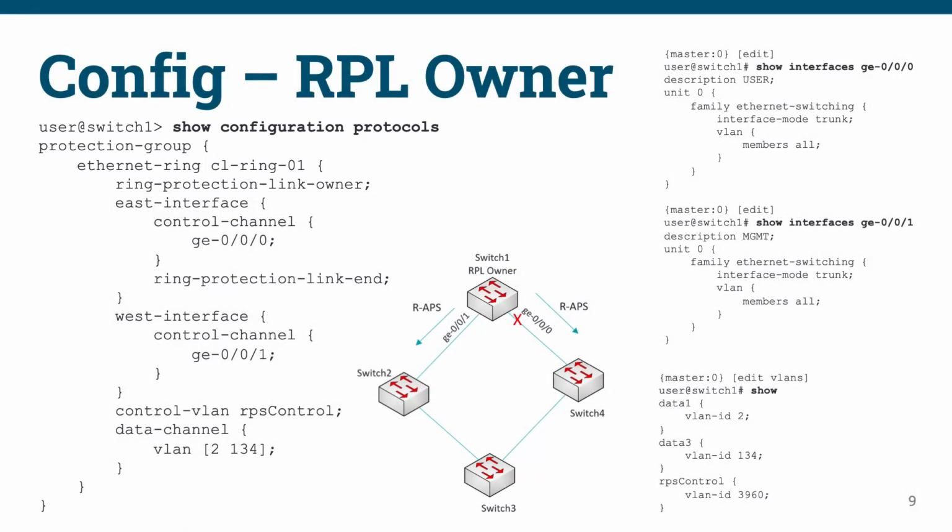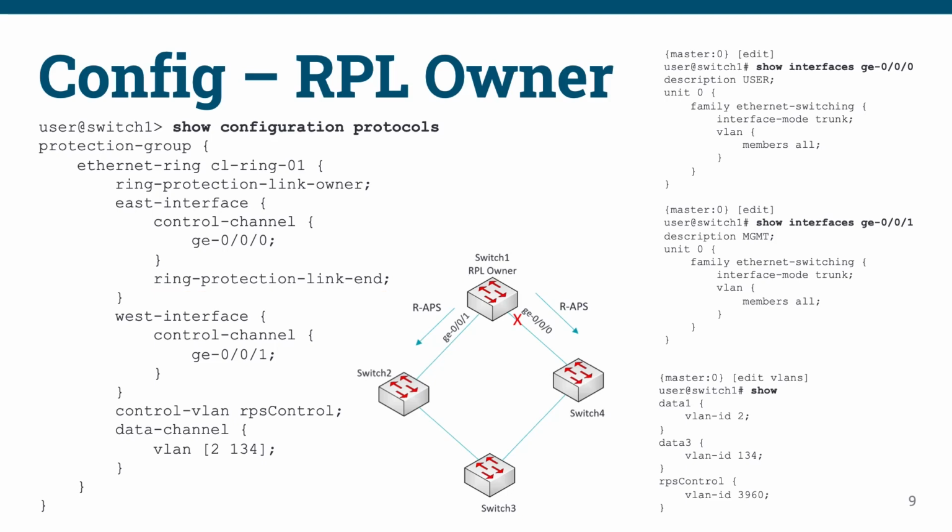ERPS has a concept of east and west ports to help network administrators keep track of which direction around the ring that each port faces. The east and west configuration is purely cosmetic, though, so it won't interfere with the operation if these are mixed up in configurations on other nodes in the ring. The RPL is configured with the ring-protection-link-end configuration command under the east or west interface.